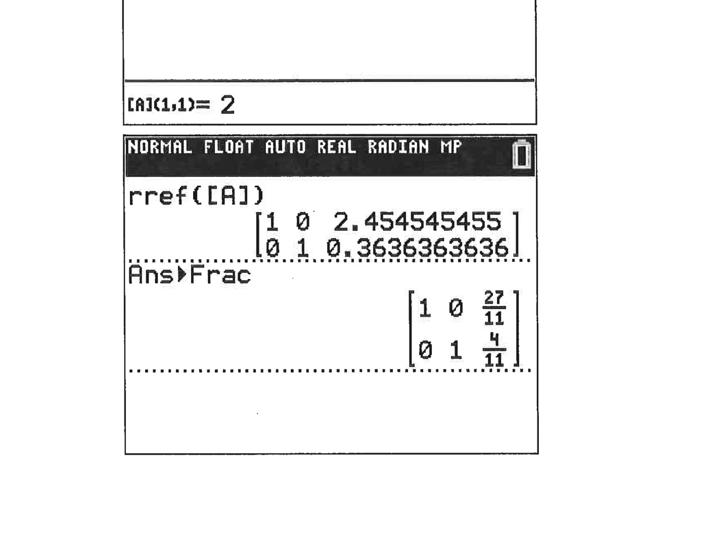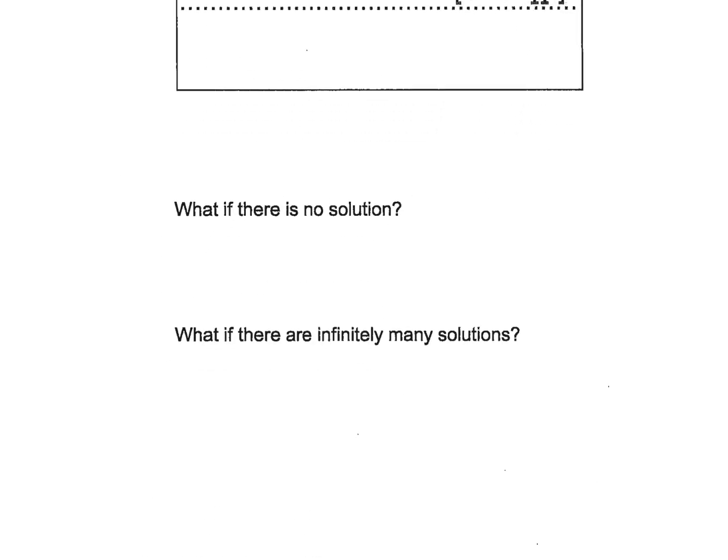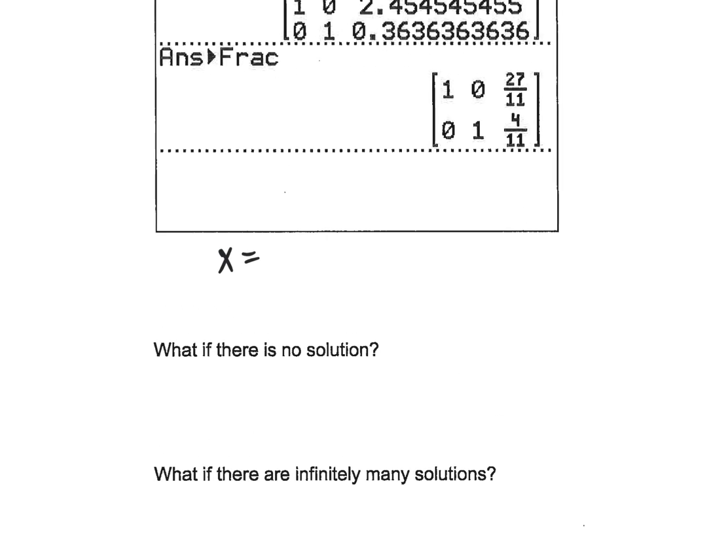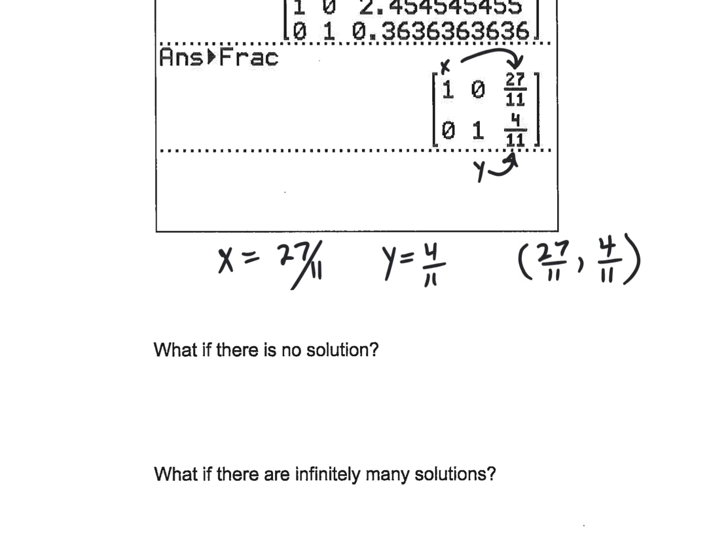All right. So, going in, here we go. We know, guys, that x equals, if you look, this is x, and this is your y. So my solutions, x is 27 over 11 and y is equal to 4 over 11. So my solution set, because it is a coordinate pair, isn't it, is 27 over 11, comma, 4 over 11. Everybody good?